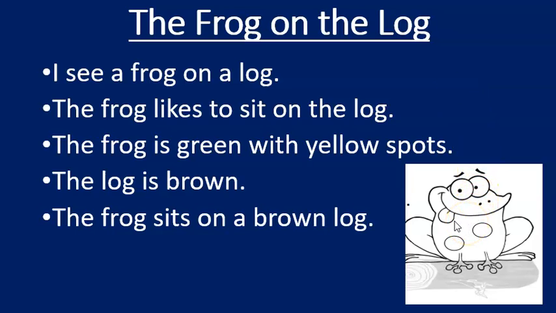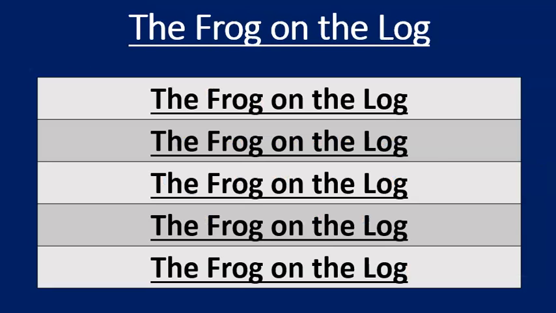We're going to review the title and then we're going to add in this first sentence, okay? Here we go. Let's review the title first. Look at your screen. Now, repeat after me. Ready? Here we go. The frog on the log. Let's repeat it again. Read it with me. The frog on the log. One more time. Let's read it together. The frog on the log.